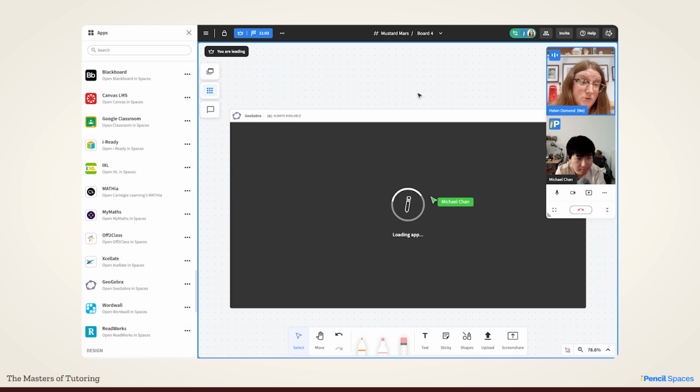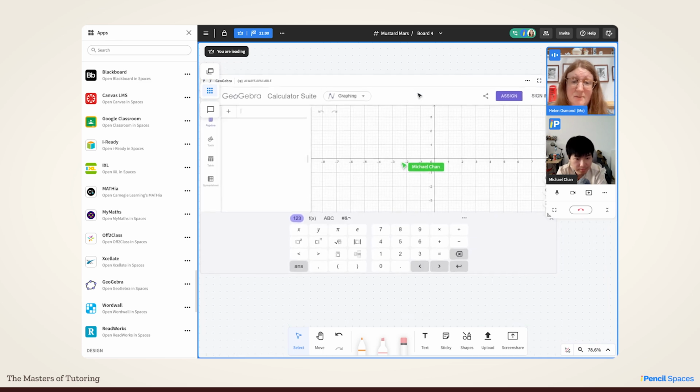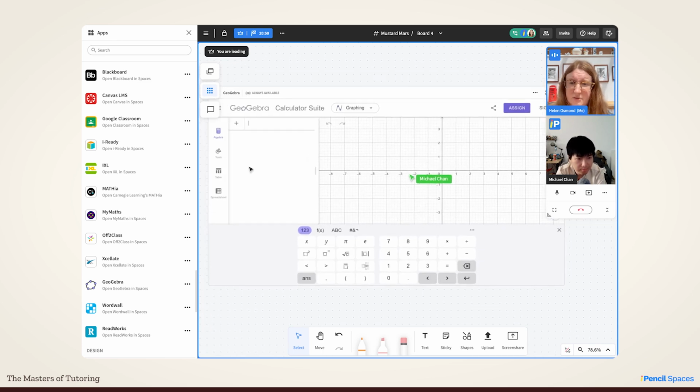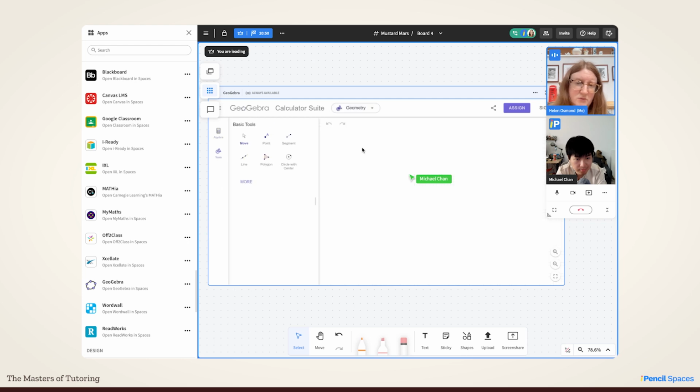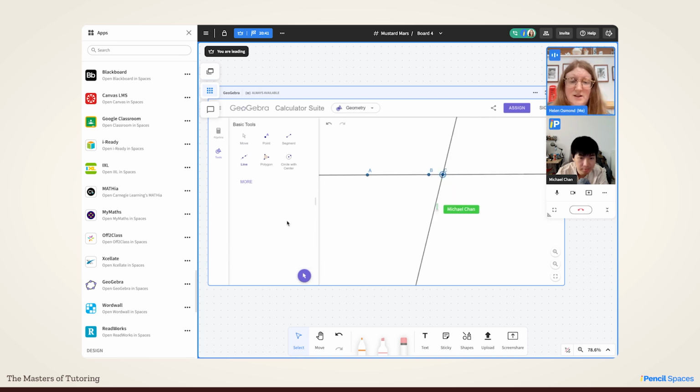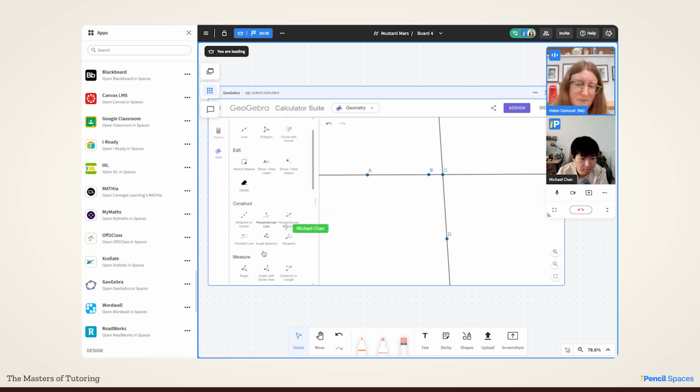If you don't use Desmos, if you prefer to use GeoGebra, then GeoGebra is also available as an option in here. You can also do your geometry in the same way. I could get Michael to draw a line in very easily, and he's creating another line. Under the More button, we can see that he could create a perpendicular line or a perpendicular bisector.